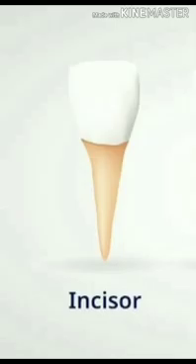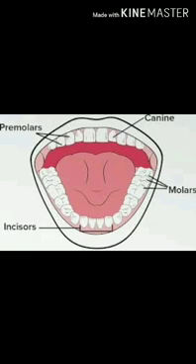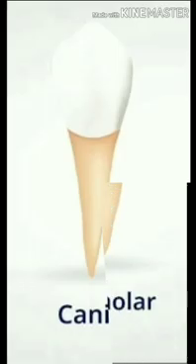The next category of teeth is canines. There are a total of 4 canines present in our mouth, and these are located next to the incisors, one on each side of the incisors, that is 2 in the lower jaw and 2 in the upper jaw. This type of teeth helps in tearing or shredding the food, and canines are stronger than the incisors.